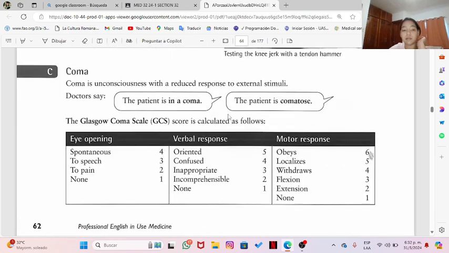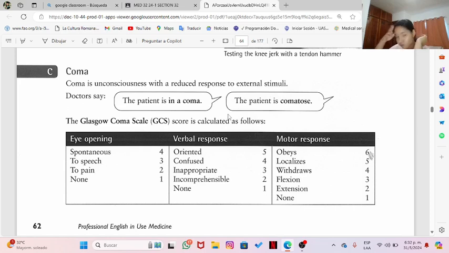Okay, coma. Coma is unconsciousness with a reduced response to external stimuli. Doctors say the patient is in a coma. The patient is comatose. The Glasgow Coma Scale (GCS) score is calculated as follows.